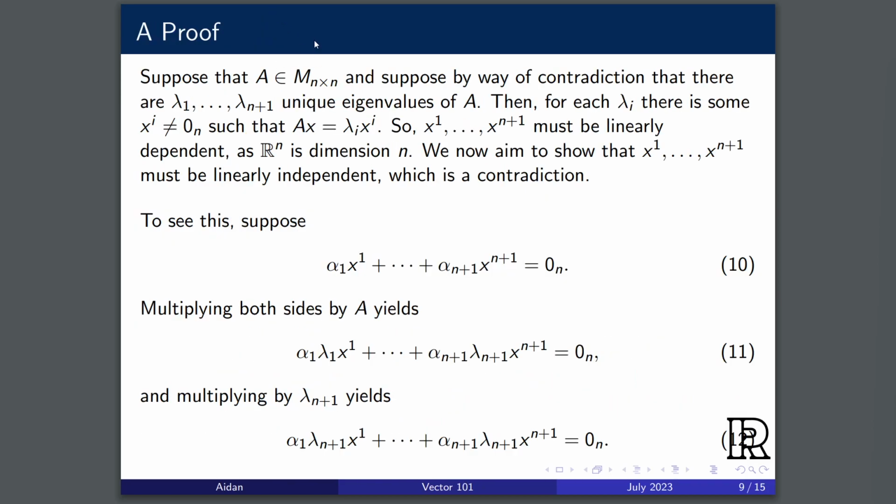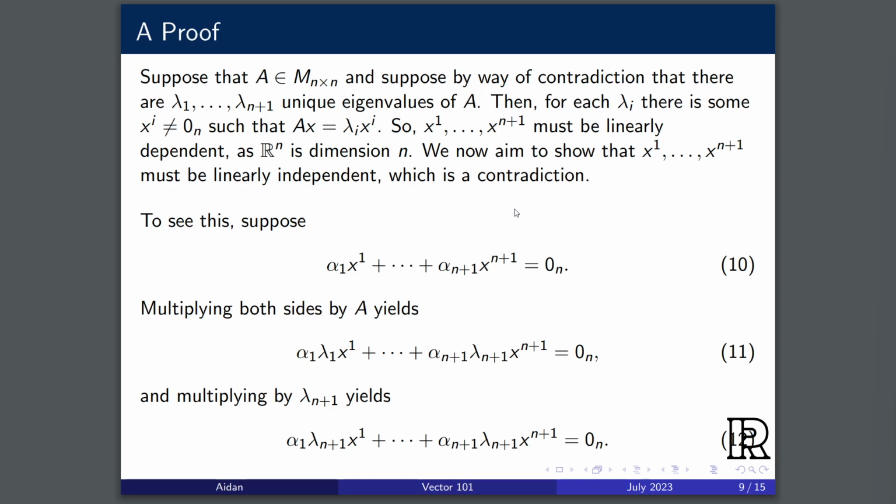Our goal is to prove that there can be at most n unique values of lambda where Ax equals lambda x has non-trivial solutions. Now, a great way of proving things in math is to start with a statement, which is that we want to show that there are at most n values of lambda where this has a non-trivial solution.